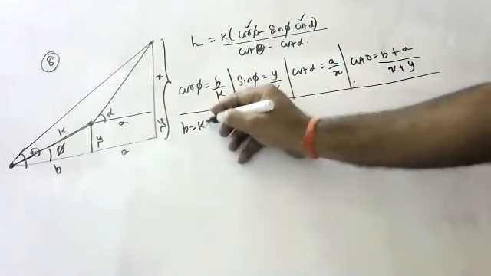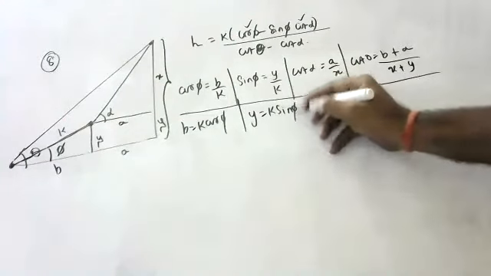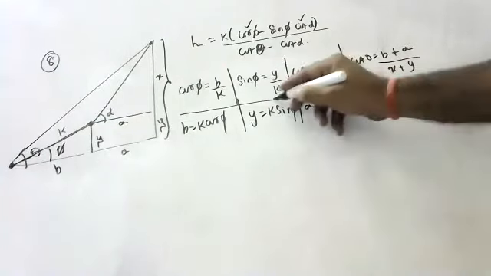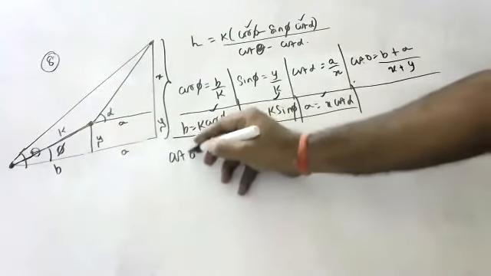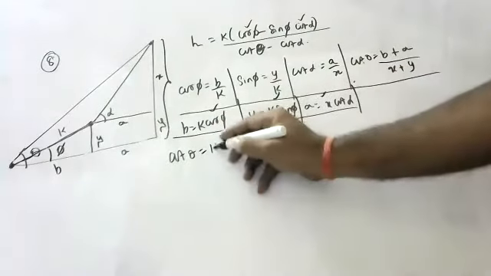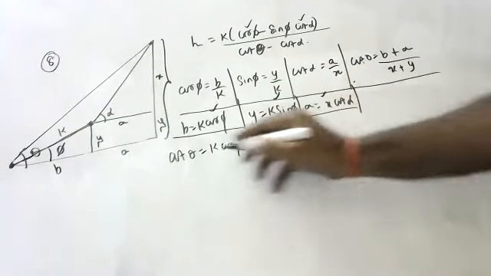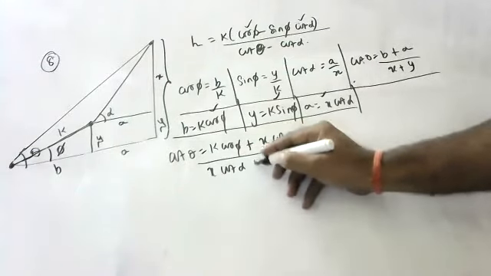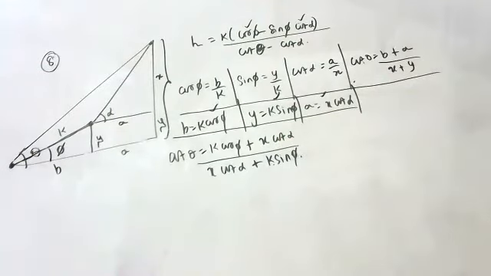Okay, children, now see here. b is equal to k cos phi. y is equal to k sin phi. a is equal to x cot alpha, and this we have to substitute here. When you substitute, cot theta is equal to what is b, children? k cos phi. What is a? x cot alpha. And what is y? k sin phi. Sir, how is x? x cot alpha, it is a by cot alpha.